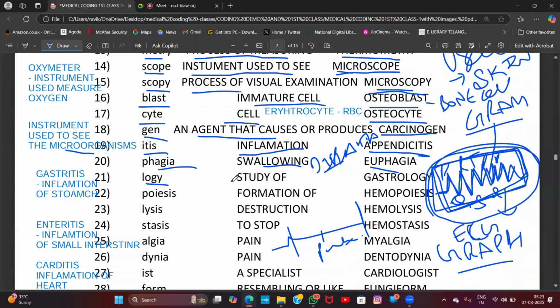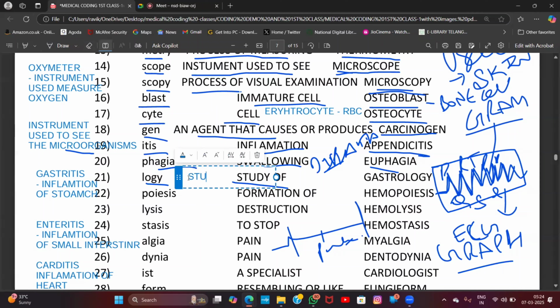Next, logy. Logy is nothing but study of. What is logy? Study of. Gastrology. What is gastrology? Study of what? Study of stomach. The study of the stomach is called gastrology. If I say hepatology, what is hepatology? Study of liver. The study of the liver is called hepatology. Yes.